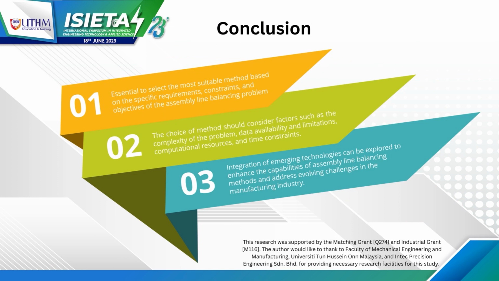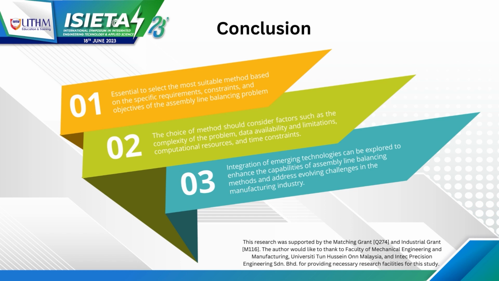In conclusion, an assembly line is a production system which consists of a series of workstations where interchangeable parts are added to a product. It is essential to select the most suitable method based on the specific requirements, constraints, and objectives of the assembly line balancing problem. The choice of method should consider factors such as the complexity of the problem, data availability and limitations, computational resources, and time constraints. Furthermore, a combination of methods or hybrid approaches can be explored to leverage the strengths of different techniques.